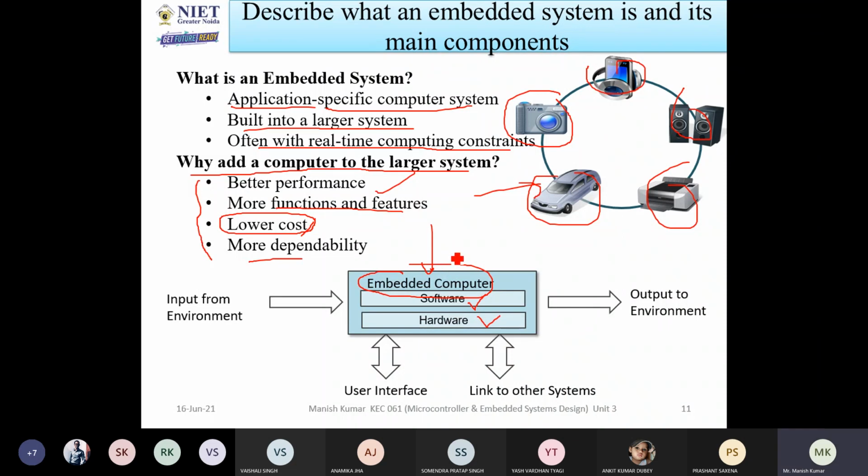So in embedded system, for this embedded system, you require the input from the environment, and also you have to give the output for the environment. So these things you have to consider. Any input he will take and then he will work as a system.